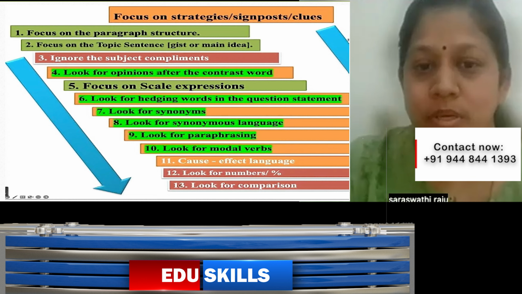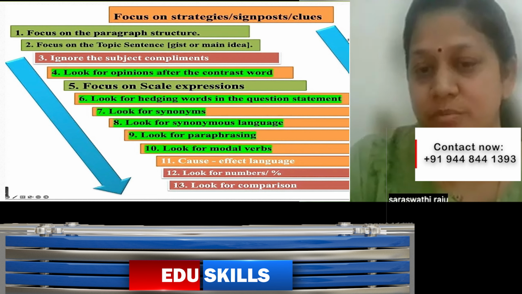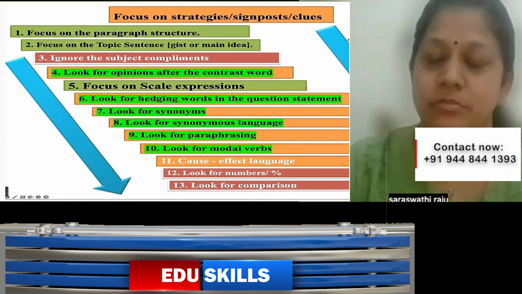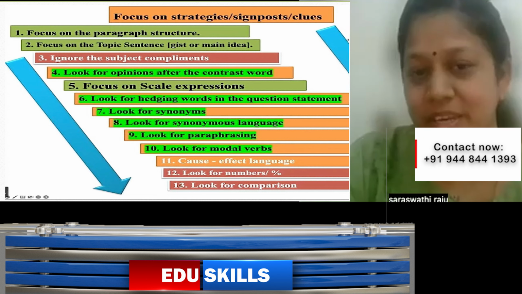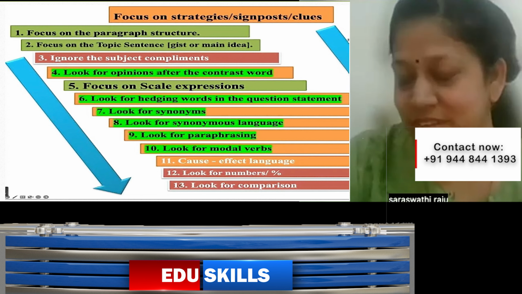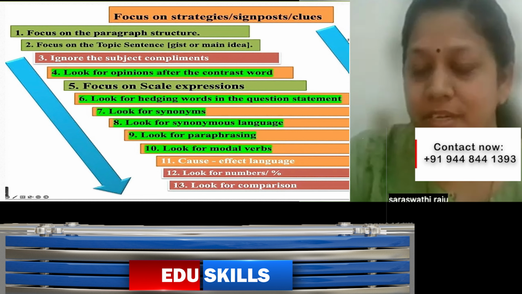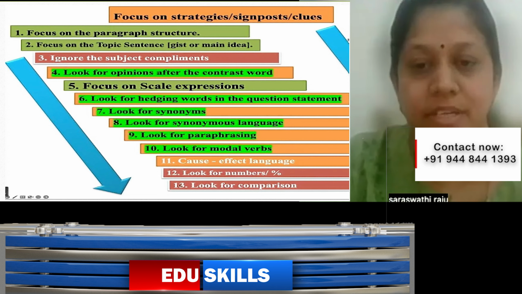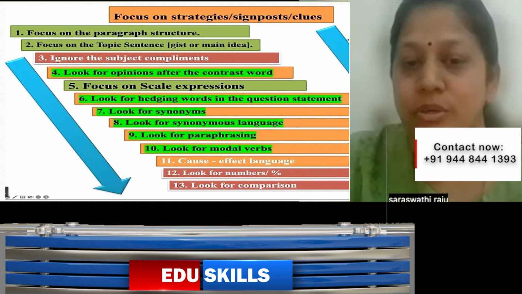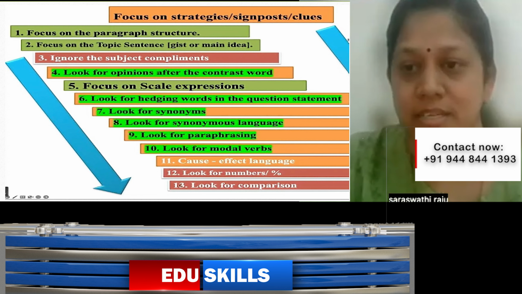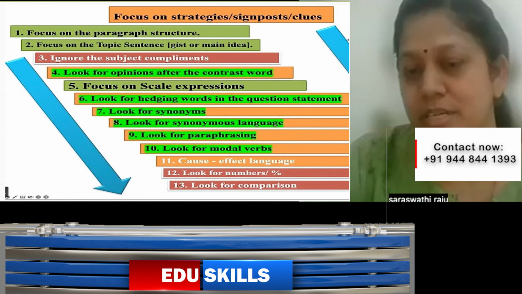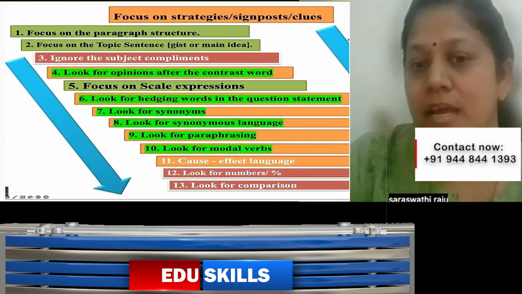The ninth one is look for paraphrasing and look for modal verbs. We have a lot of modal verbs, but on our platform we have selected some that we can see. Cause and effect language also, Father has made a video, you can check. Always keep that in your mind. Whenever we see a cause and effect language sentence, you have to immediately think about which way they are saying it, because they can trap us. So we have to check this cause and effect language properly and understand it. And look for numbers.